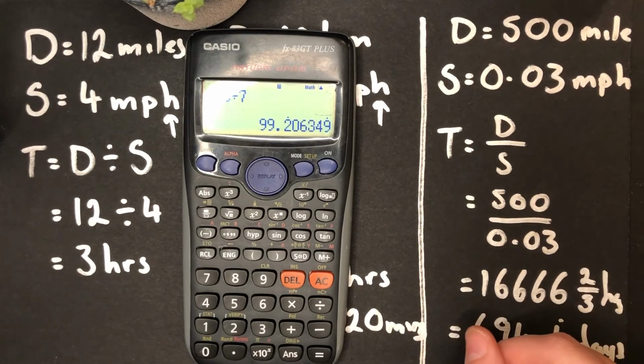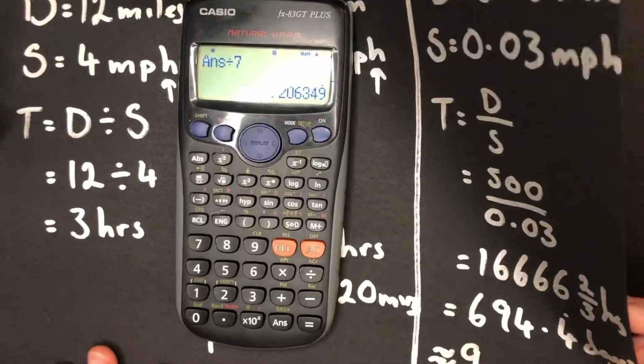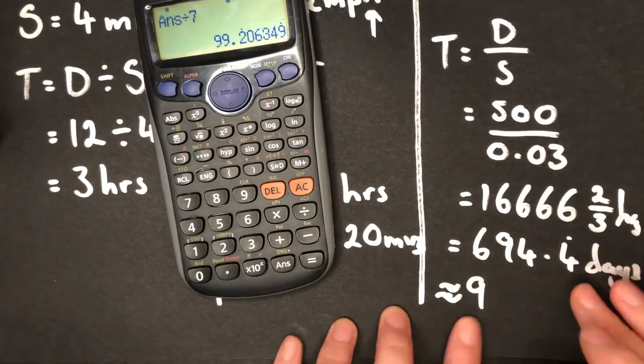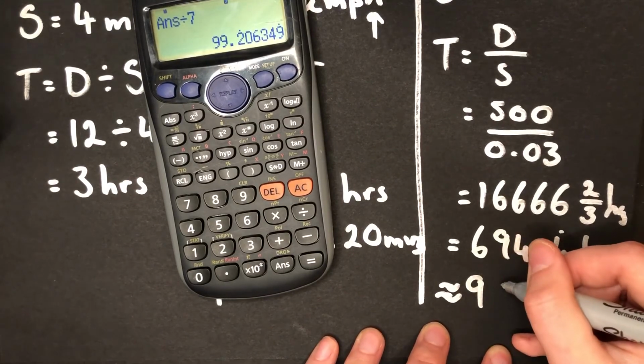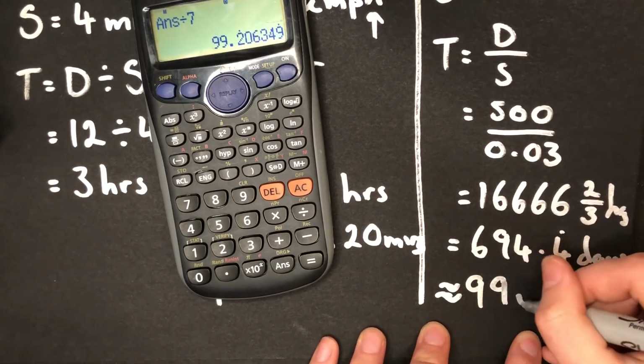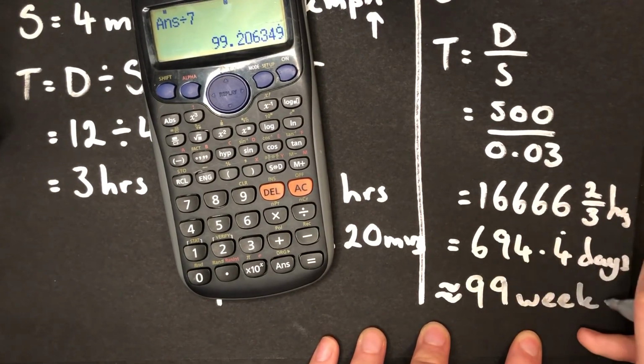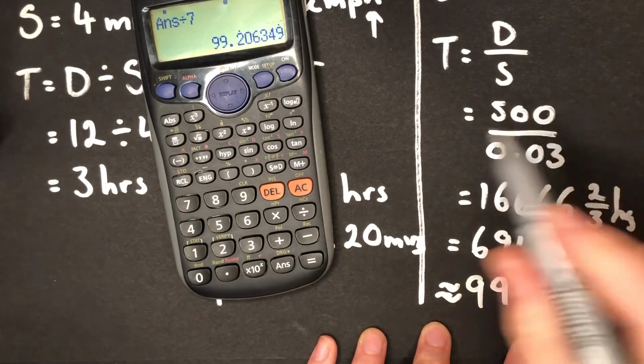I'm actually going to round this now, so I'm going to change it into an almost equivalent. Oh, if we can see what's going on here. So an equal sign that's a bit squiggly means, like, I've rounded it. It's roughly 99 weeks for a snail to slime 500 miles.